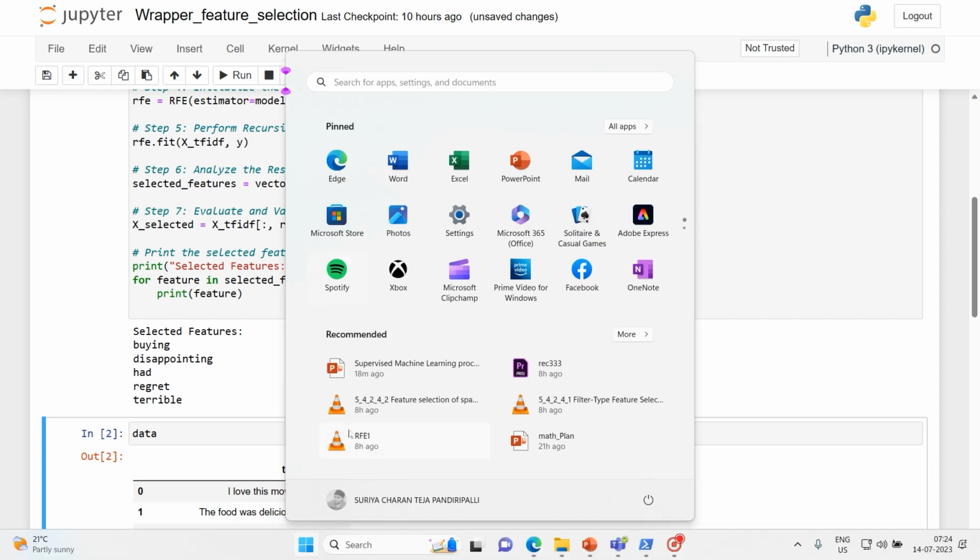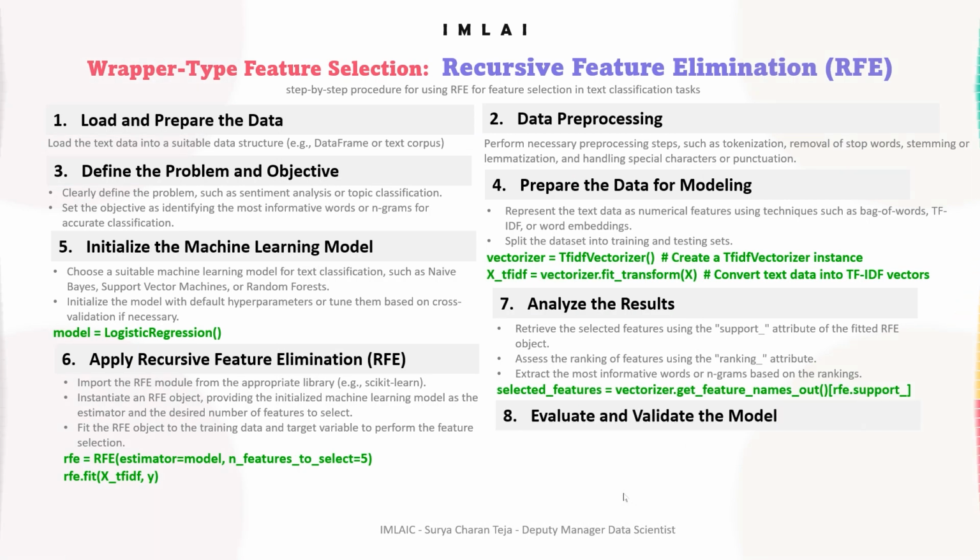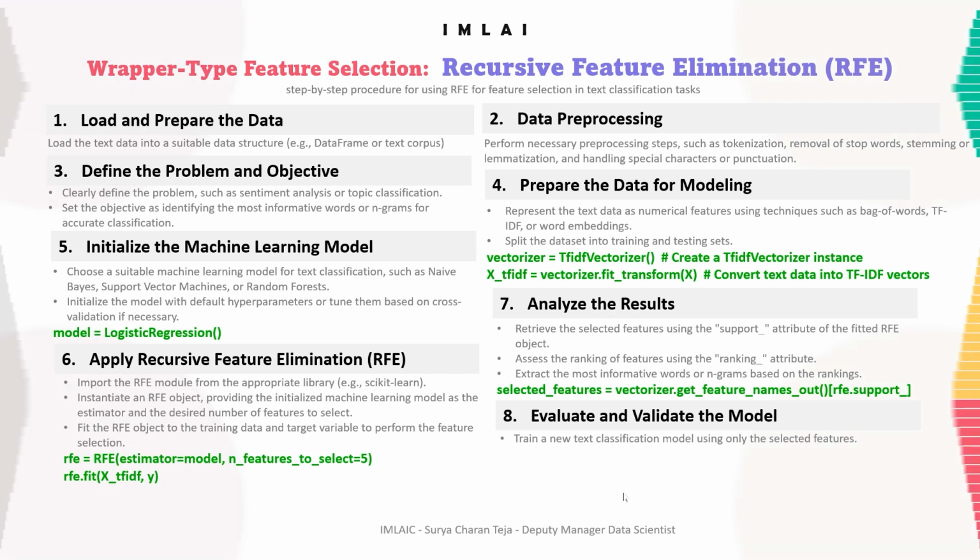Let's evaluate and validate the model. So train a new text classification model using only the selected features. Evaluate the performance of the model using appropriate metrics such as accuracy, precision, recall, or F1 score. So, validate the model using the test set to ensure its generalizability.